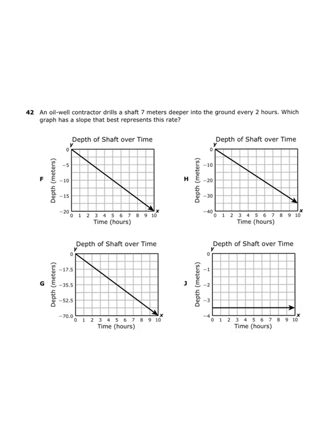And the last one, an oil well contractor drills a shaft 7 meters deeper into the ground every 2 hours. So it's going down 7 meters every 2 hours. Which graph has a slope that best represents this rate? So we can look at the graph, and we want to be going down 7 and over 2. So this one goes, let's see, let's find a good point. Well, here, if we went to 7, it would be like 5, 6, 7, just past 5, and then over 2. Well, that does not hit the graph, so that is not the correct choice. This one goes down 5, 6, 7, over 2. So that looks like it's correct.